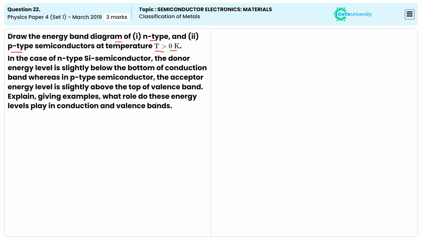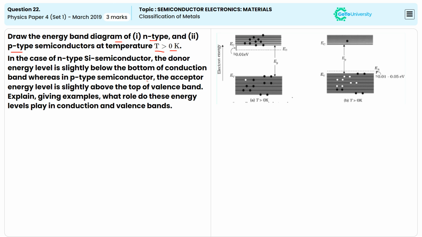Okay, we'll see the energy band diagram. This is the energy band diagram of N-type and P-type semiconductors. If you observe this one, how to identify which is the N-type and which is the P-type? I can say this is the N-type semiconductor, and the second one is the P-type semiconductor. How best can we identify?